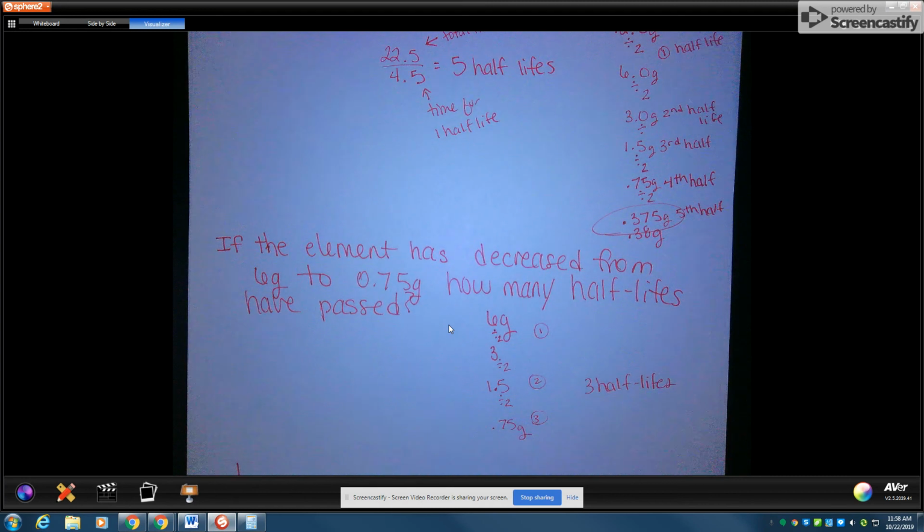Now, if I said each half-life was 2 years, then you could determine how much total time has gone by. So if each half-life is 2 years, then you just multiply those two and you get that a total time of 6 years has passed.